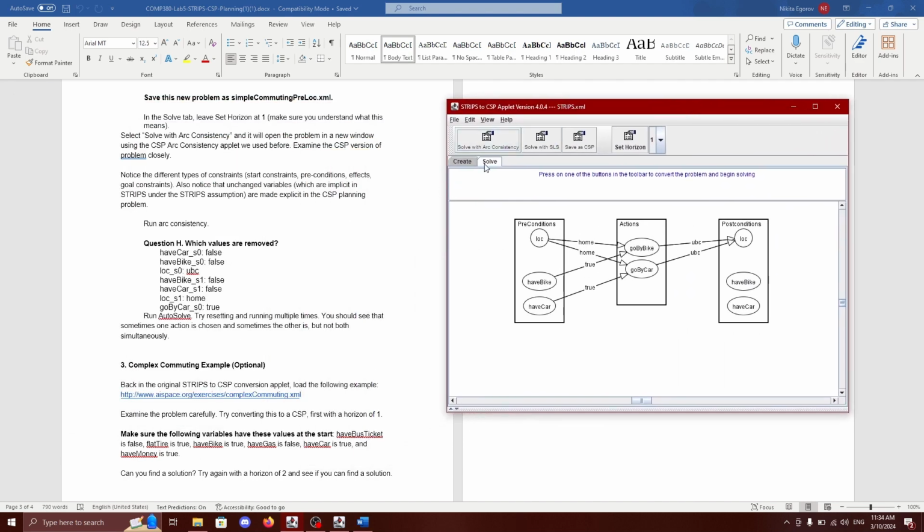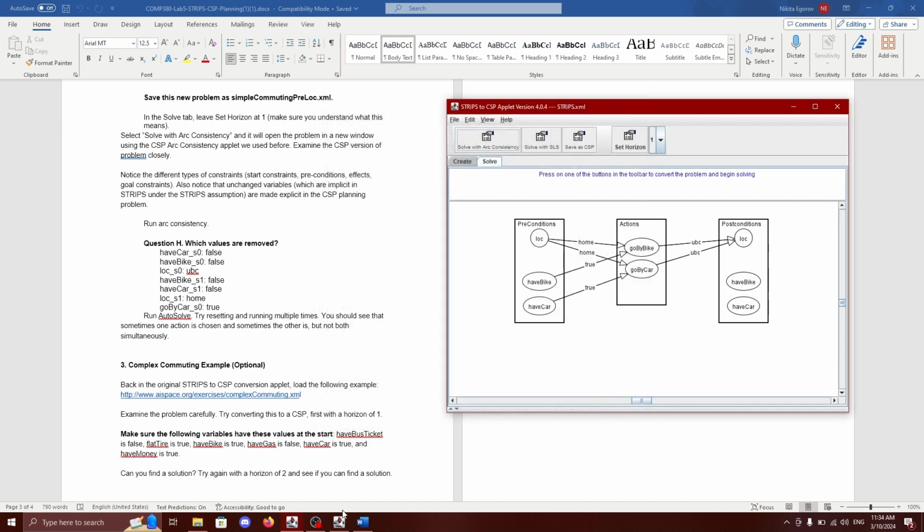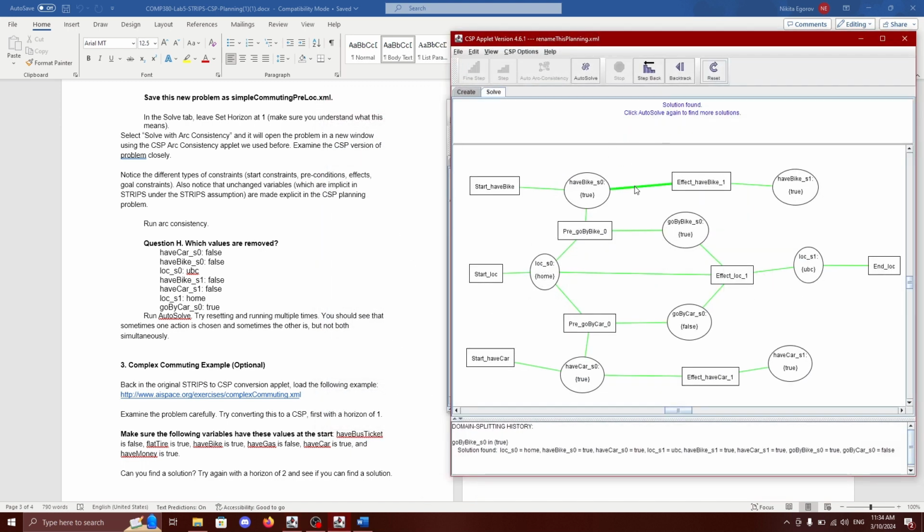this arc consistency. So if we go to solve and we solve with arc consistency, it's going to bring up this thing. It's kind of messy, so I opened one already and reorganized it. It's the same one, but yeah. And then these are just asking which values are removed. So these are the values that were removed in the run that chose to go by bike.